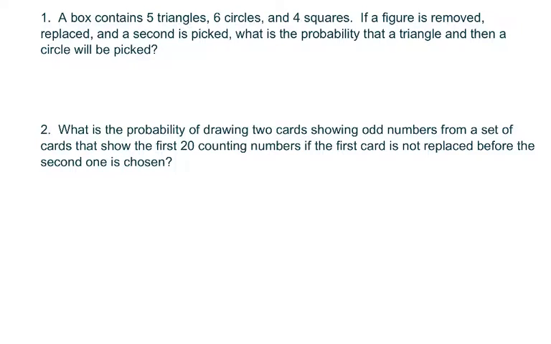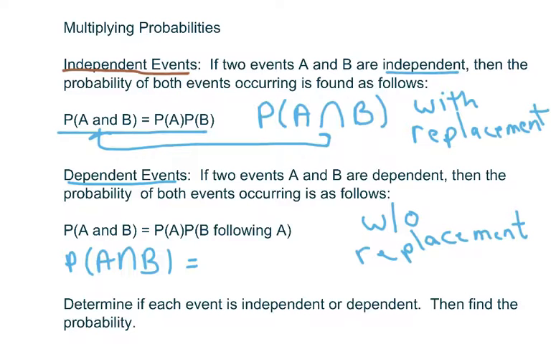A box contains 5 triangles, 6 circles, and 4 squares. A figure is removed and replaced. So it's replaced. That tells us right away that this is going to be an independent event. I'll just put independent. What's the probability that a triangle and then a circle will be picked? So all we're going to do is multiply our probabilities here.